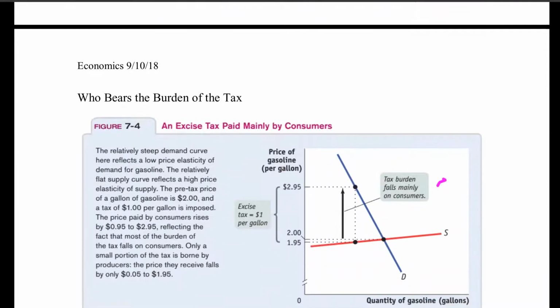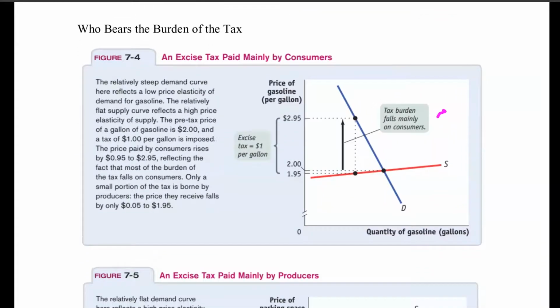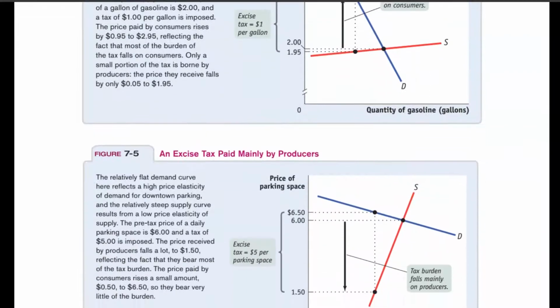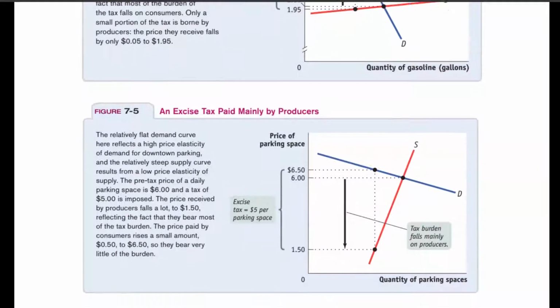We've got a couple of examples here of when the incidence of the tax is borne more on consumers and on producers. We're going to look at graphs like this in class together. So pause the video, give it a gander, but we'll be talking about this more in class.